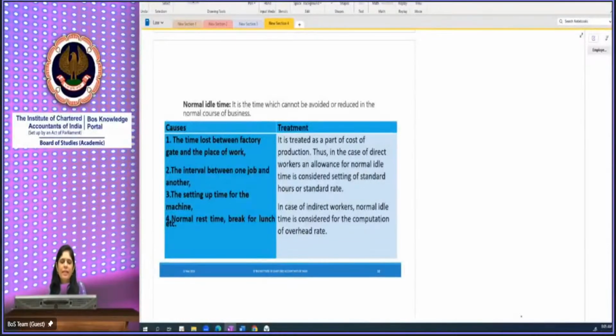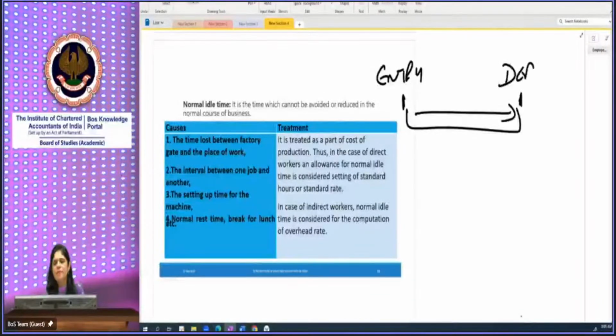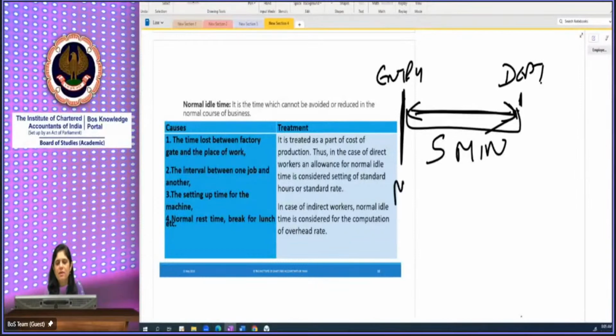Clear? So the time lost between the factory gate and the place of work is normal time. So I'm entering here and this is the factory. This time will be lost every day because this is the distance between the entry gate and my department. So this is my department and this is my entry gate. Every day I have to take 5 minutes from the entry gate to the department where I work. So it's a normal idle time.